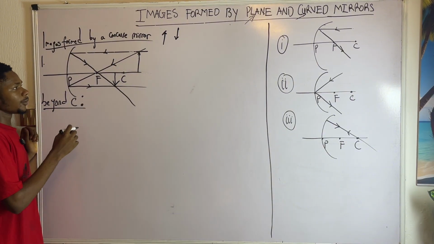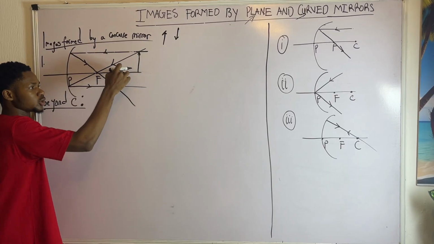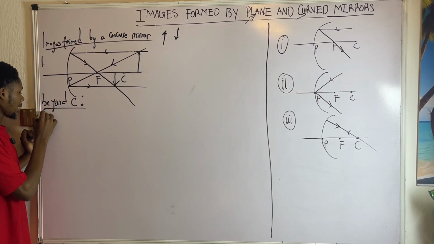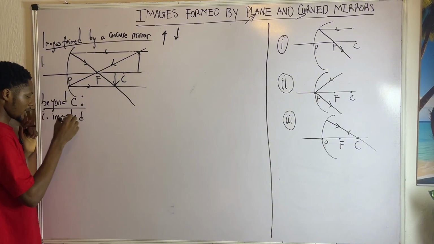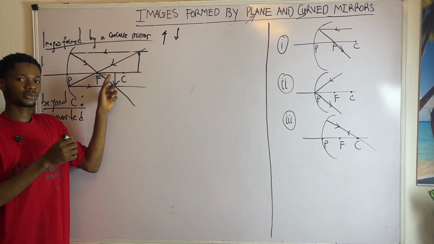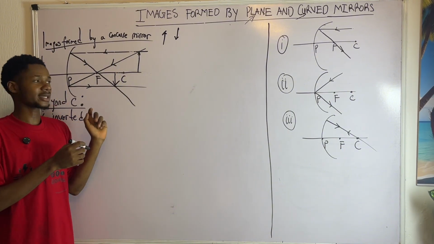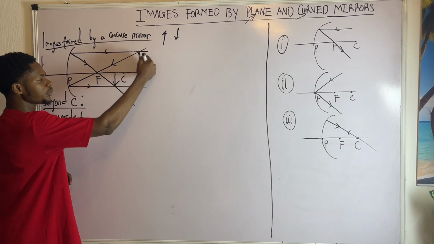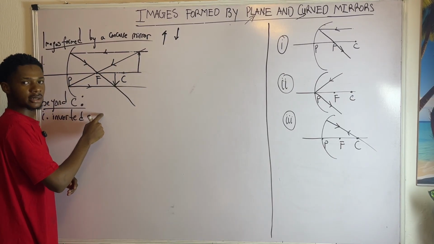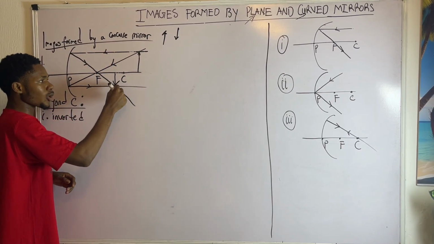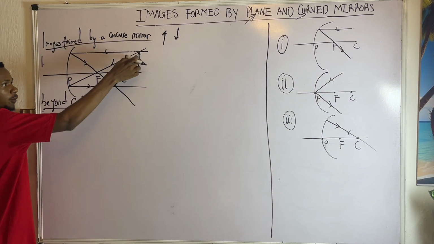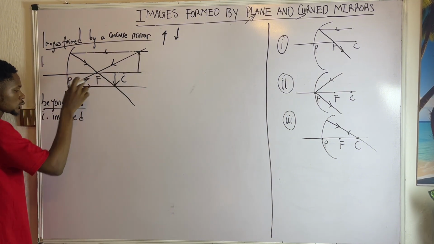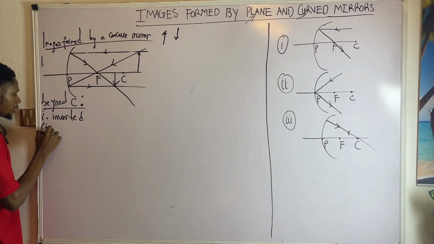Whenever it is placed beyond C, what are the properties? Notice that the image is not upright, it's inverted. So number 1, the image is inverted, upside down. These are the properties of the image. Now notice that the object is bigger than this one here. Since the object is bigger than the image, we can say the image is diminished, that is, the size has reduced. This arrow here is bigger than this one, so it is diminished.